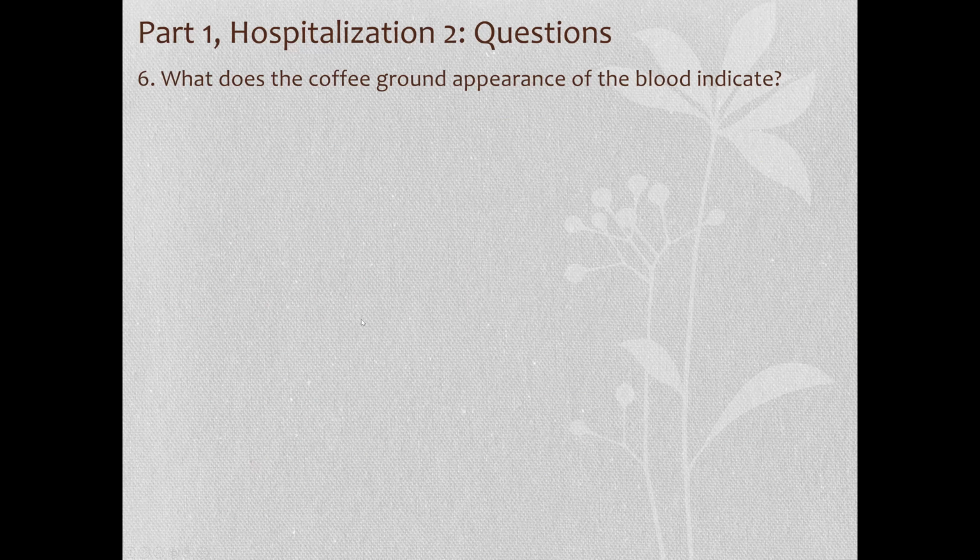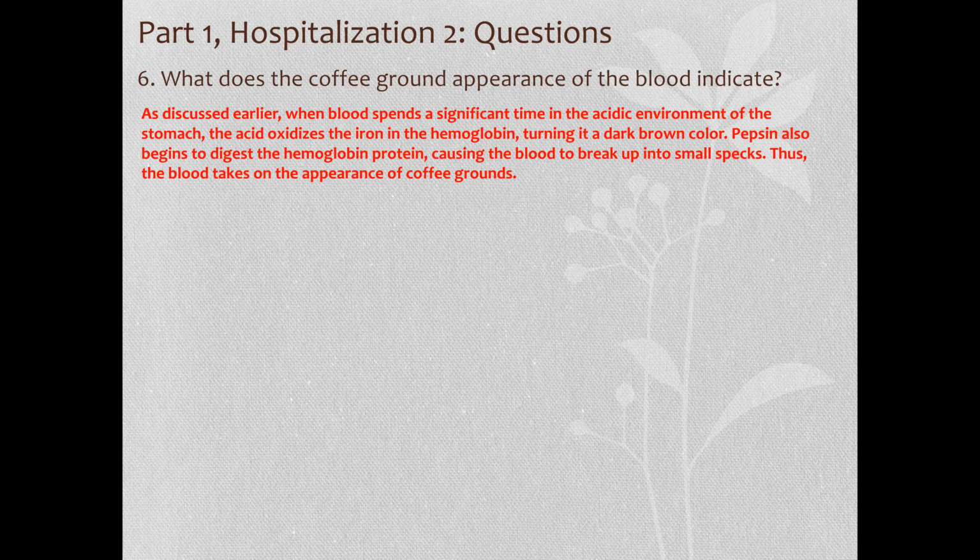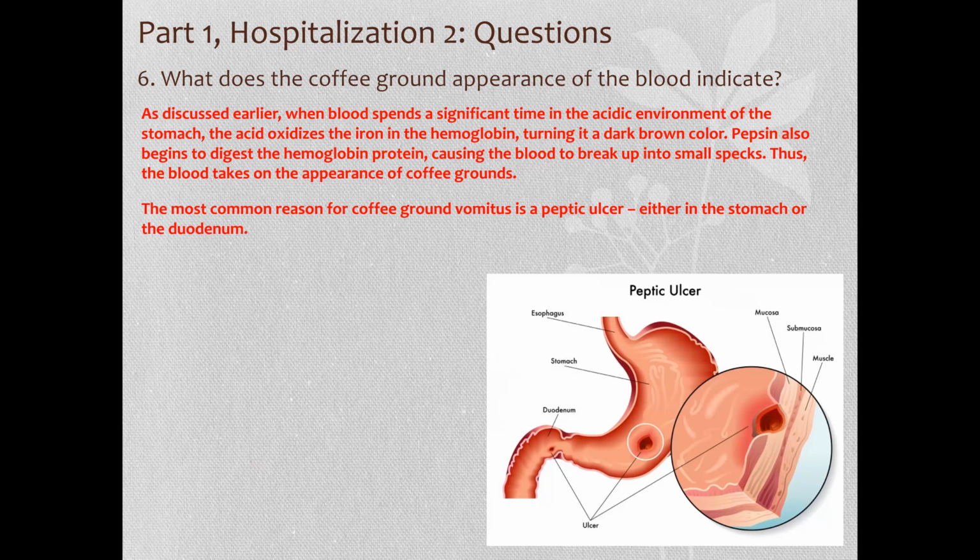Number 6, what does the coffee ground appearance of the blood indicate? So as discussed earlier, when blood spends a significant time in the acidic environment of the stomach, the acid oxidizes the iron in the hemoglobin, turning it a dark brownish black color. Pepsin also begins to digest the hemoglobin protein, causing the blood to break up into small specks. Thus, the blood takes on the appearance of coffee grounds. So the most common reason for coffee ground vomitus is a peptic ulcer, either in the stomach or the duodenum.